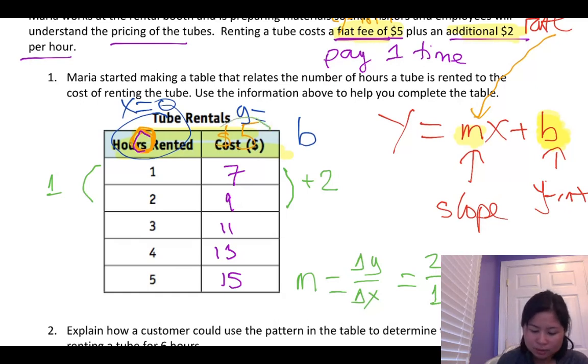So I have my b value. I have my m. I can write my equation, which is over here. I can put it right here.